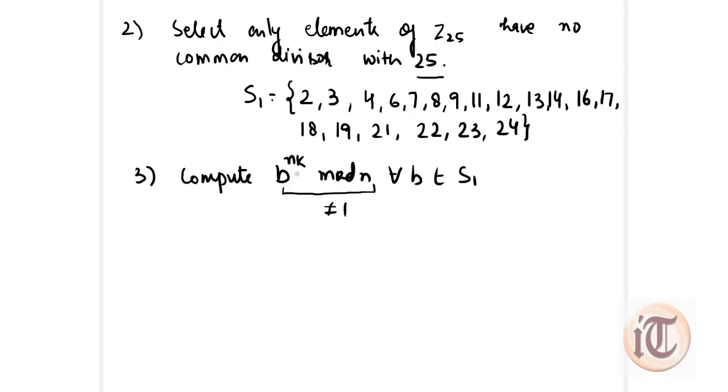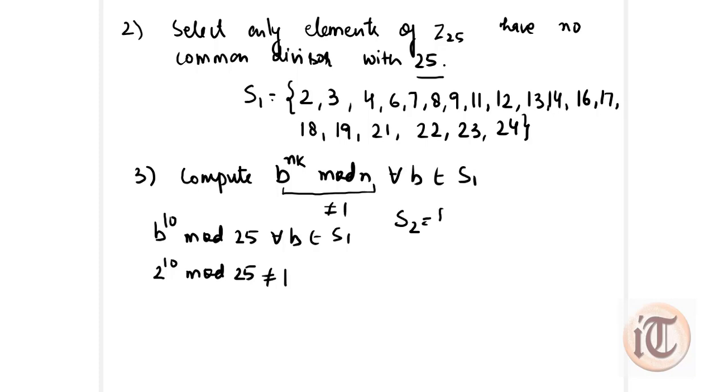N of k is n of 4, which has a value 10. So we have to compute b to the power 10 mod 25 for all b which belong to set S1. By illustration, only those elements for which b to the power n mod 25 is not equal to 1, we will put all the selected elements in the set S2. If I calculate the first element of S1, which is 2 here, 2 to the power 10 mod 25 is not equal to 1. So this means that the new set S2 will contain this element 2.